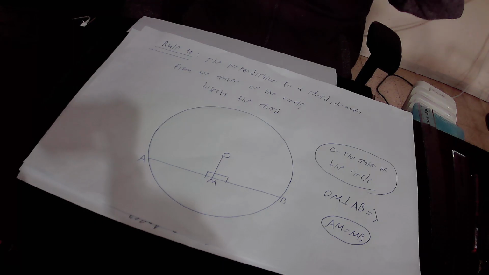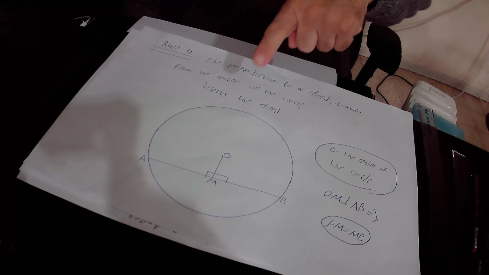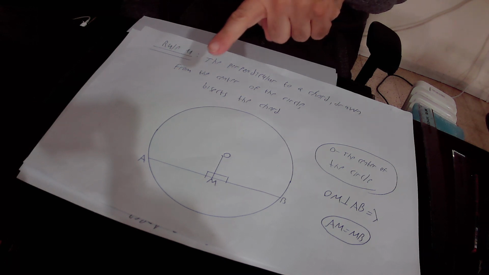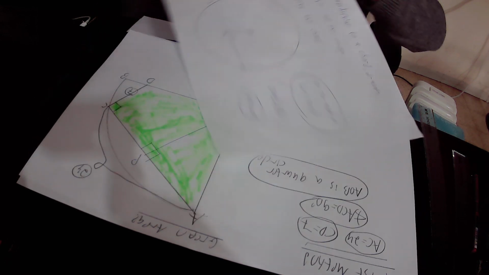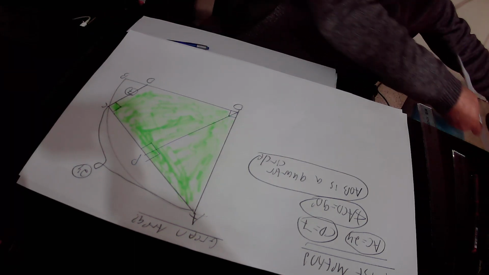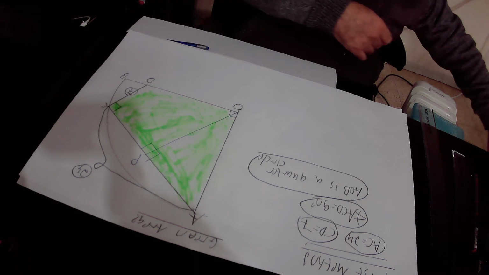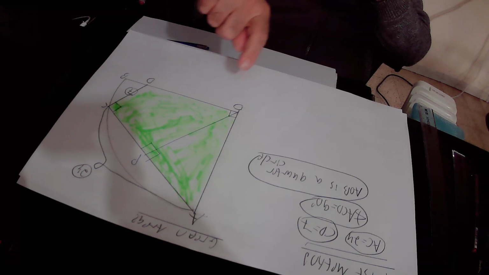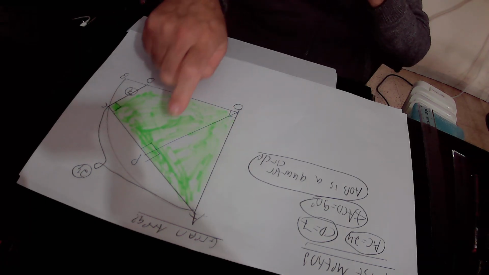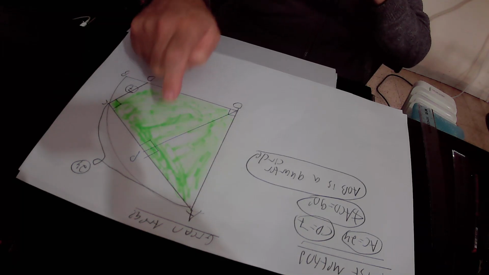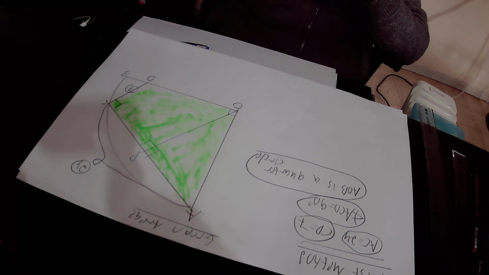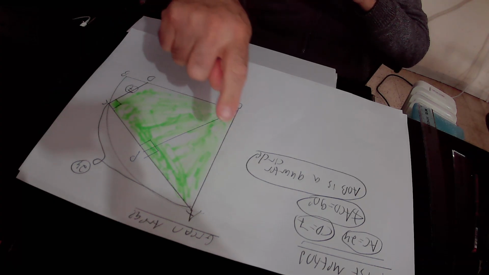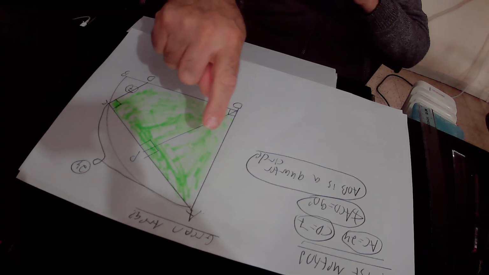Whenever you draw a perpendicular from the center of the circle to a chord, that perpendicular also bisects the chord. In this case, the perpendicular OM bisects chord AB, that is to say, AM equals MB. We can implement rule number 11 in our drawing, because from the center of the circle, point O, we draw perpendicular OP on chord AC. So this angle equals 90 degrees and this angle equals 90 degrees according to our construction. Therefore, according to rule number 11, the perpendicular OP also bisects chord AC. That is to say, AP equals PC.